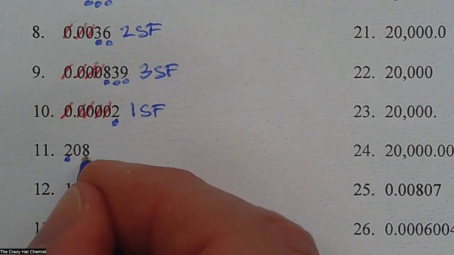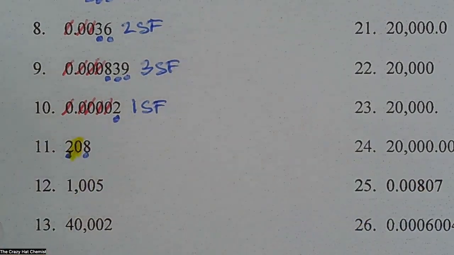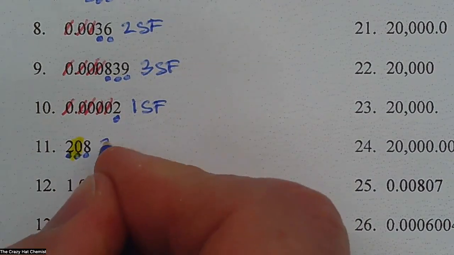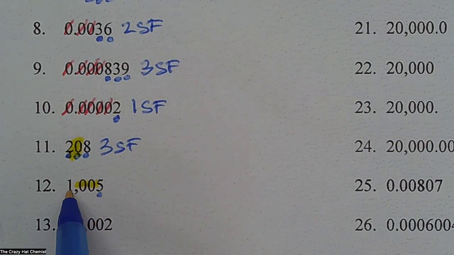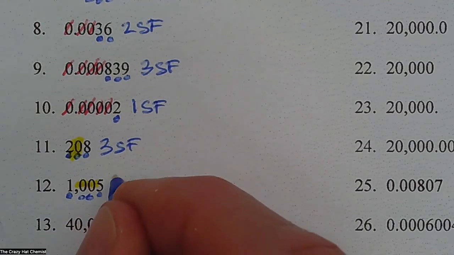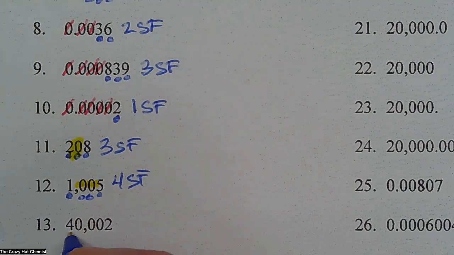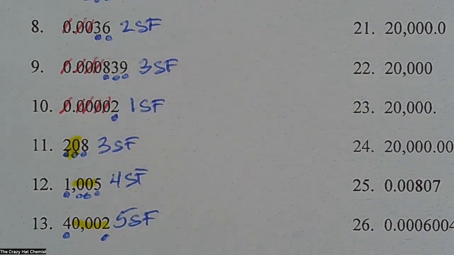Non-zero integers always count, and captive zeros always count. So that would be 3 significant figures. Non-zero integers always count, and captive zeros count. Captive zeros are zeros between 2 non-zero integers. They always count. That's 4 significant figures. Non-zero integers always count, and captive zeros count. That's 5 significant figures.